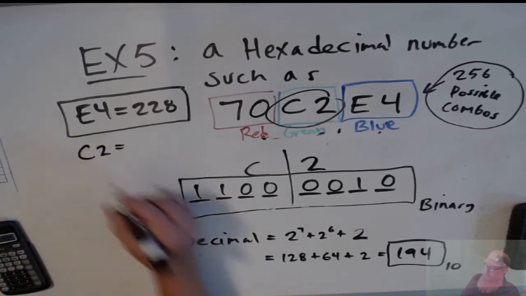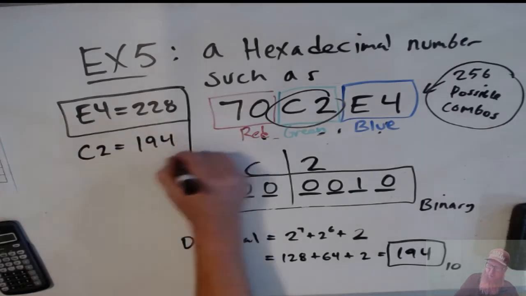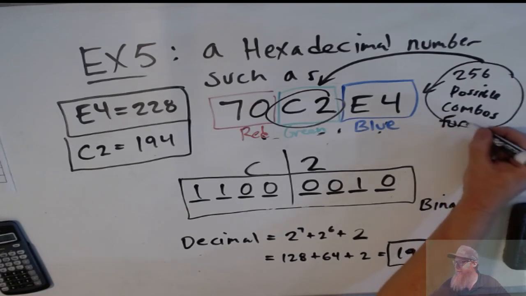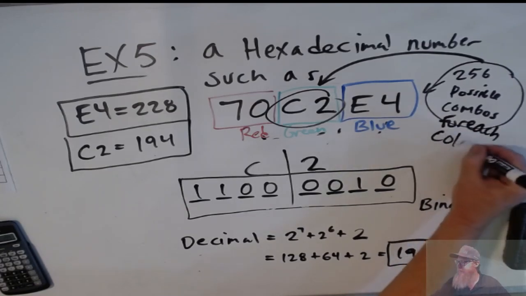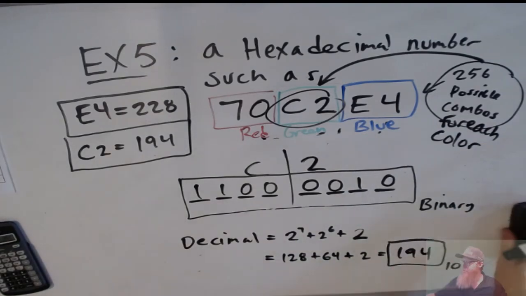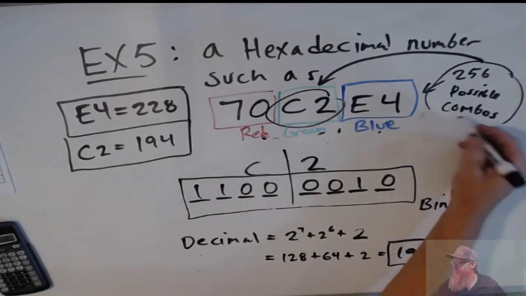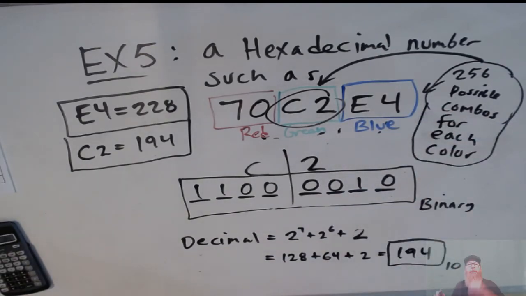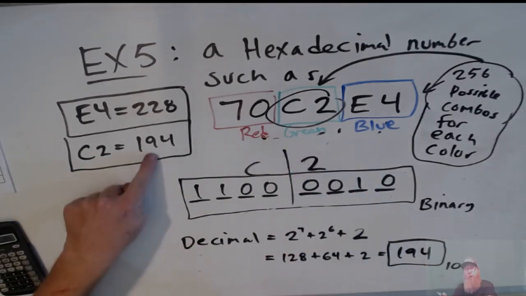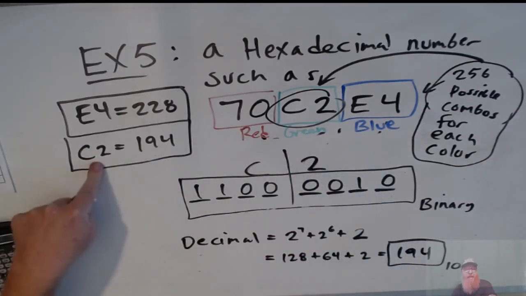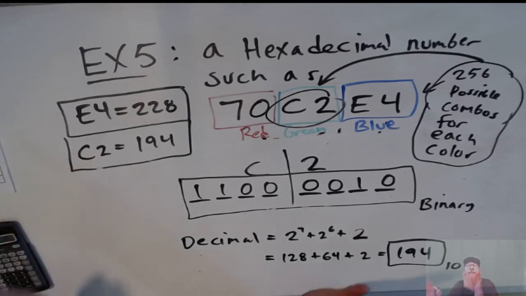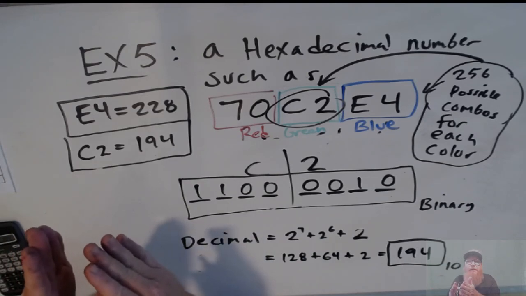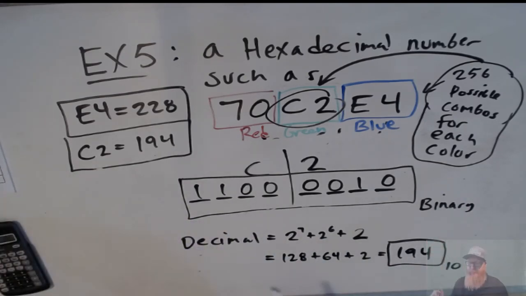So C2 would be color 194 out of 256 possibilities for each color. Yes, there are 256 possible combinations for each color. So this is green 194, or we would just say C2. Right? You see how much more compact it is? In terms of hexadecimal, you only have to say C2. I would like color C2, from the color wheel.